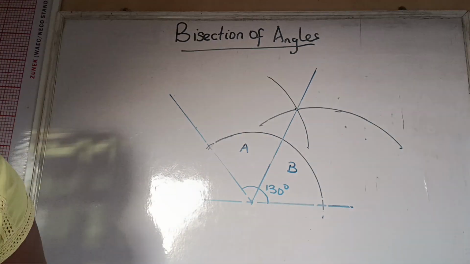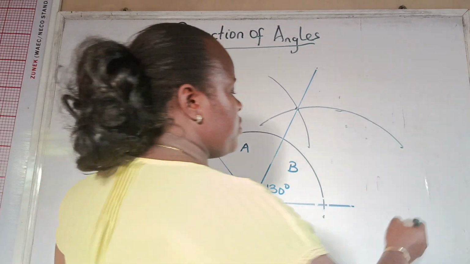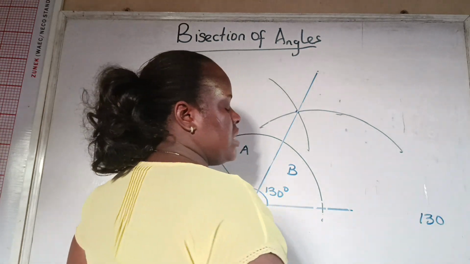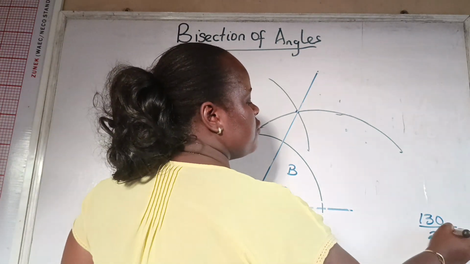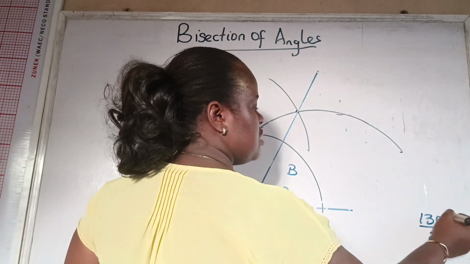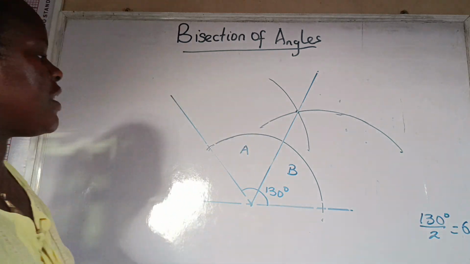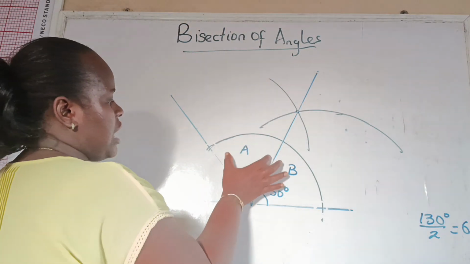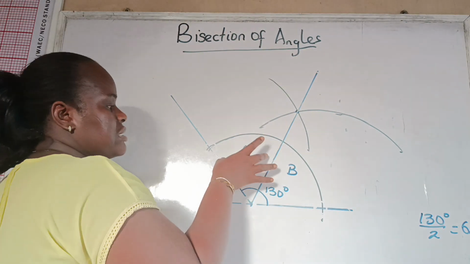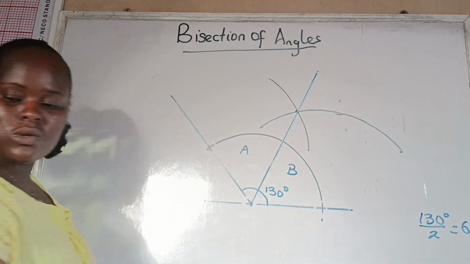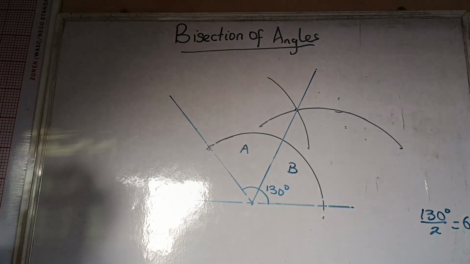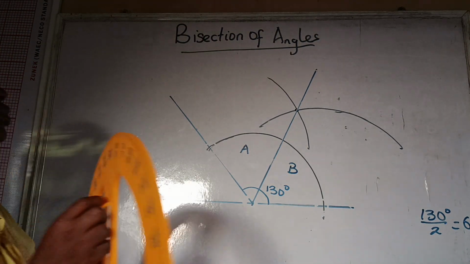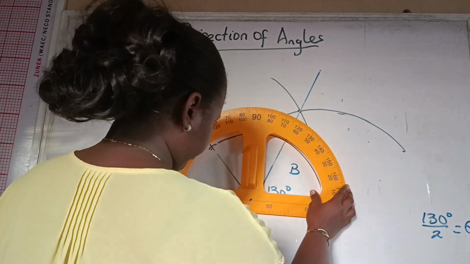Now first of all, when we divide 130 degrees by 2, what are we expected to have? Divided by 2 should give us 65 degrees. So it means that this angle in A is 65 and this is 65. So let's use our protractor to measure.